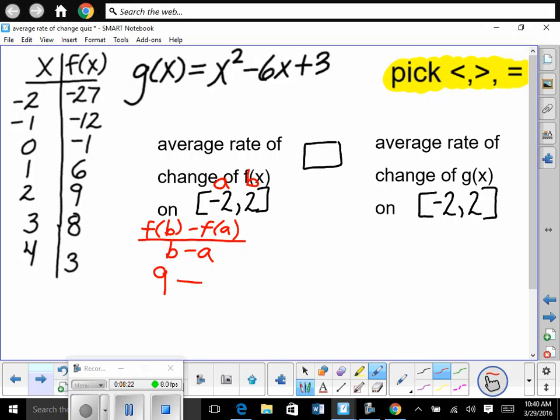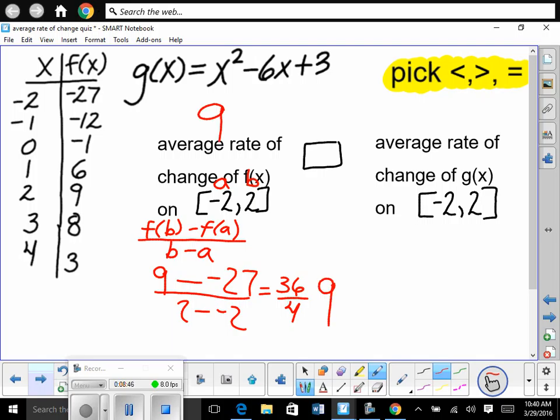Minus f of a. What's my function at a? Negative 2. Negative 27. So 9 minus negative 27. Does everybody understand why? That's f of b minus f of a. All over b, which is 2, minus a, which is negative 2. So you're going to get on top 36 all over 4, which is 9. So the average rate of change was 9 here.